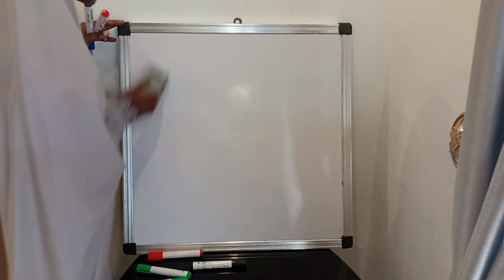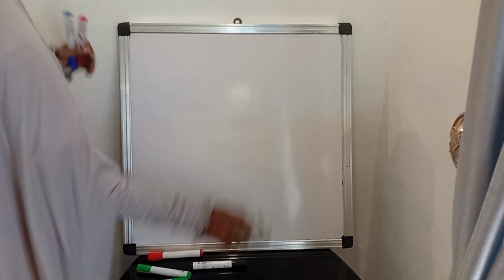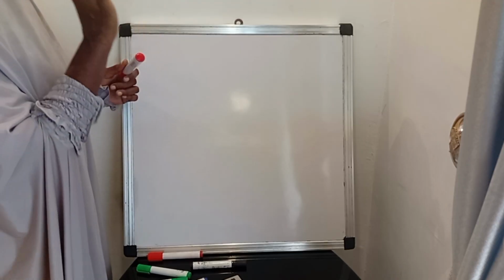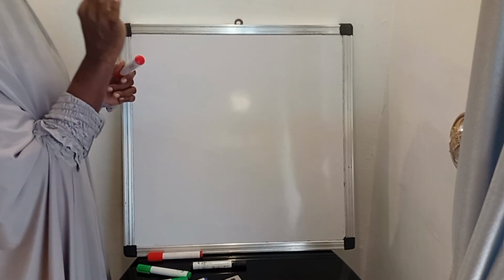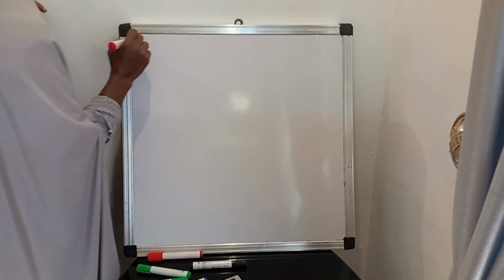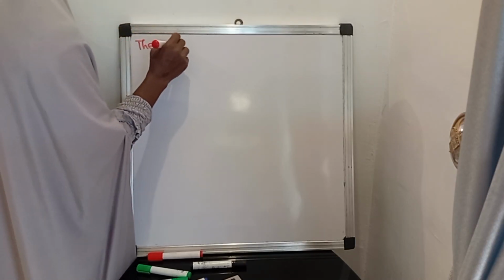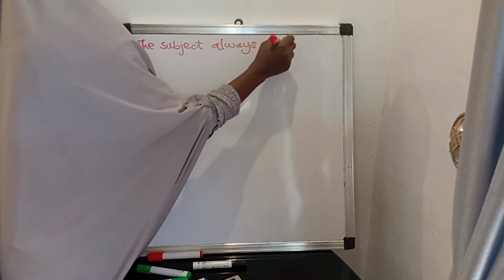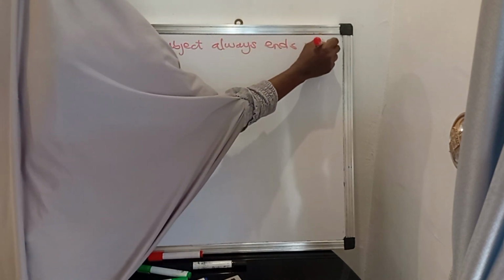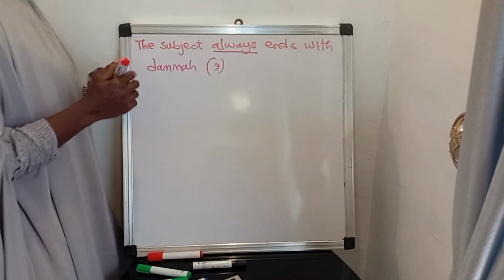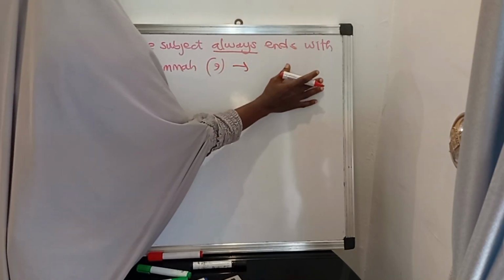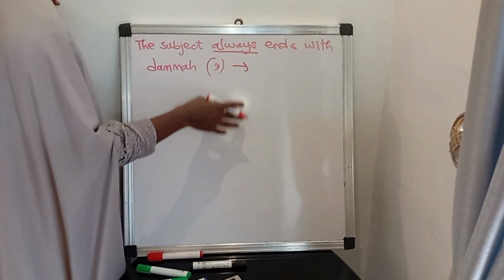So we are talking about how we recognize the subject of a sentence in Arabic. First thing you must note is that the subject always ends with dhamma, and there's a name for it. When a noun ends with dhamma, we say the noun is in the nominative case, and the Arabic term for that is marfu'un.